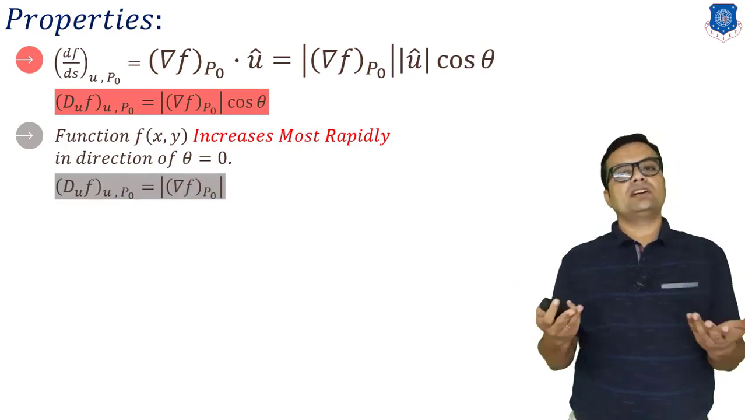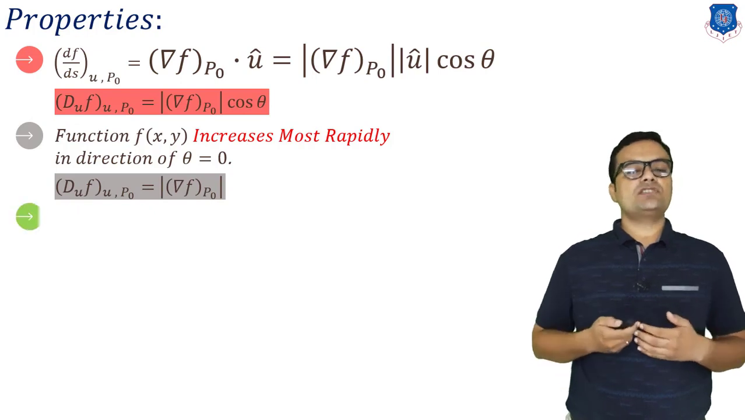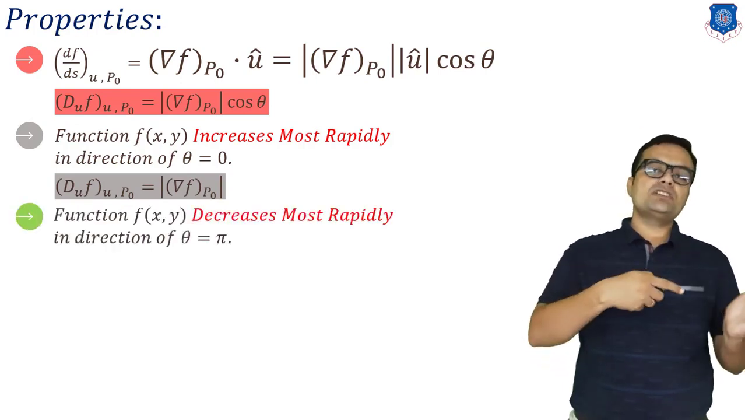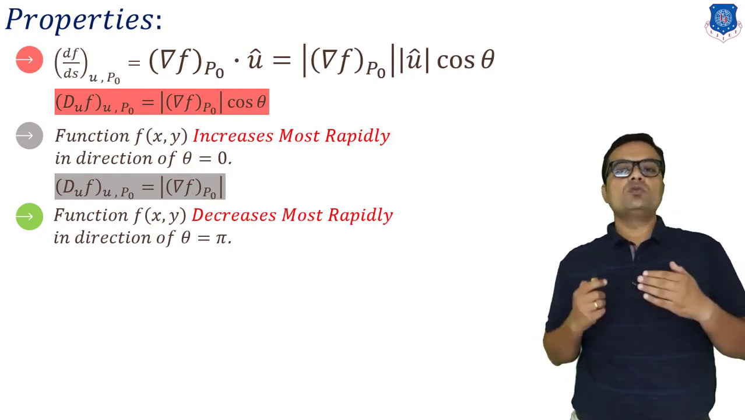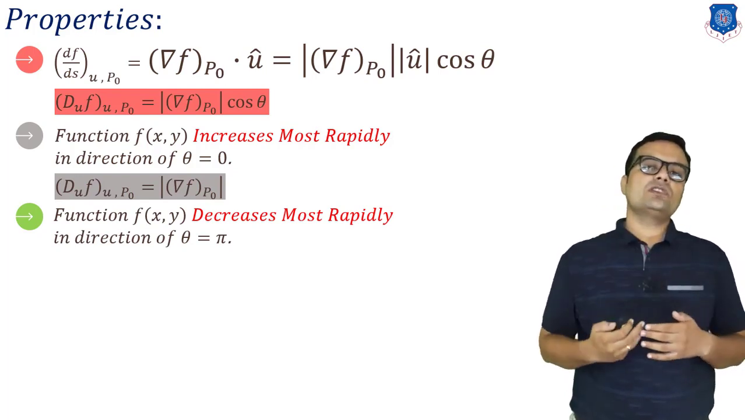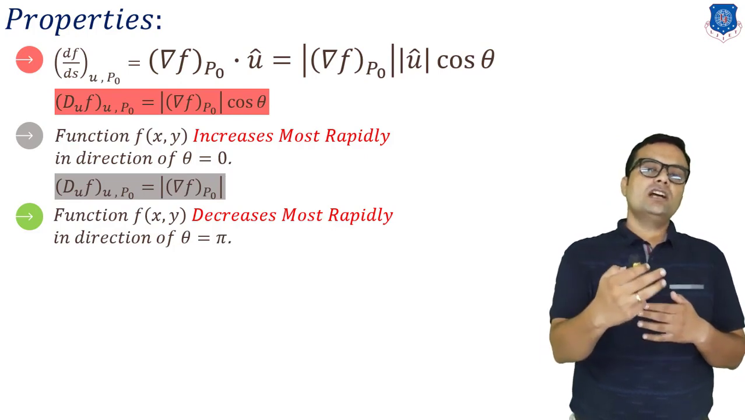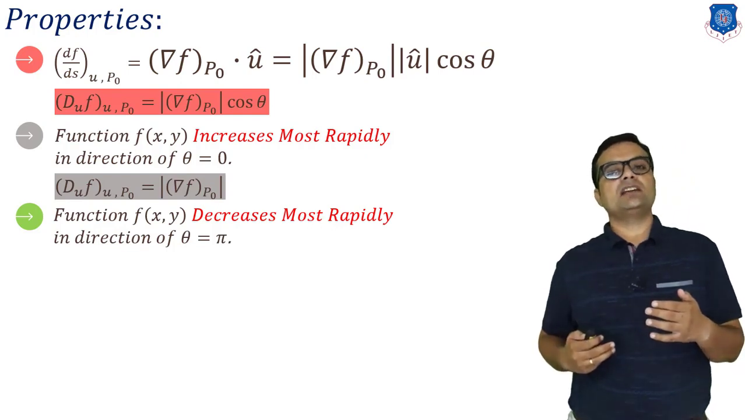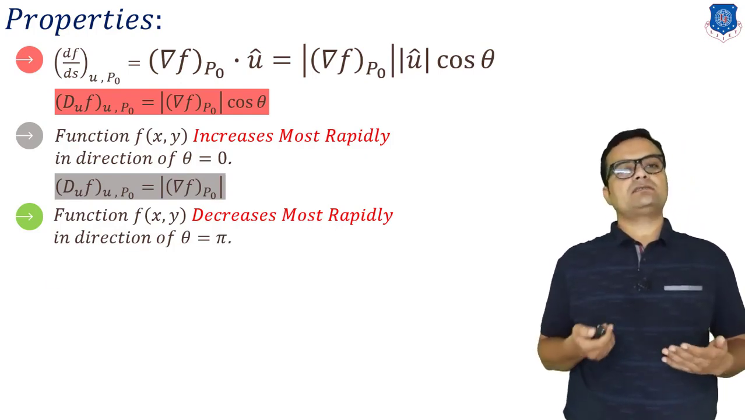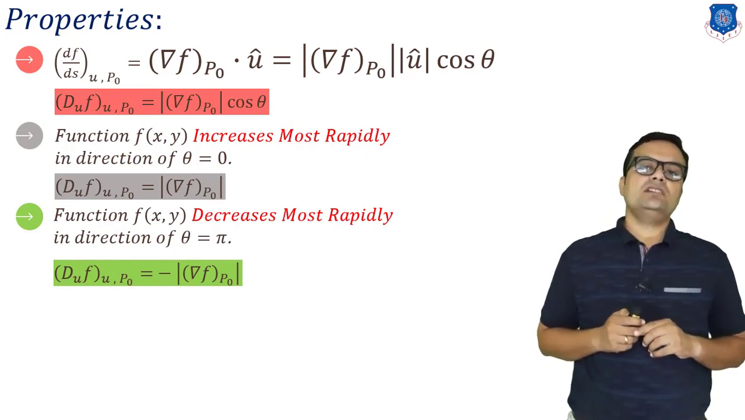So this is how we are defining the most rapid increase of the function, and exactly in the opposite direction there will be the most decrease of the function. So for the most rapid growth of the function, we are taking theta equal to 0, and for the most rapid decrease of the function we are taking theta equal to pi, so cos theta will be minus 1. So this is the value of the minimum possible directional derivative.